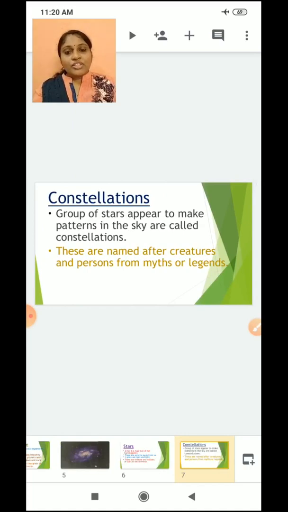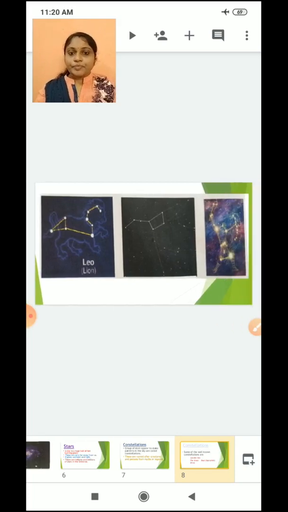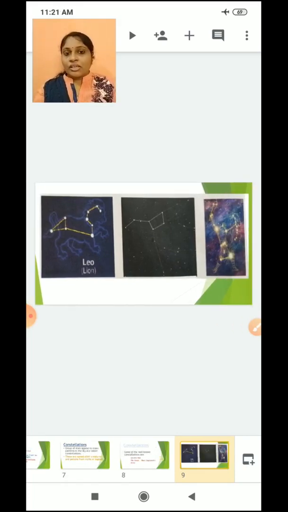And next, constellations. So what are constellations? Group of stars that appear to make patterns in the sky are called constellations. These are named after creatures and persons from myths or legends. And some well-known constellations are Leo the Lion, the Great Bear or Saptarishi, and Orion the Hunter. And these are the pictures of the constellations: Leo the Lion, Saptarishi, and Orion.